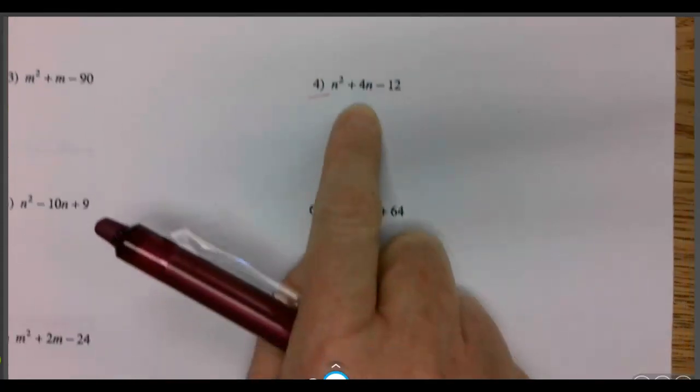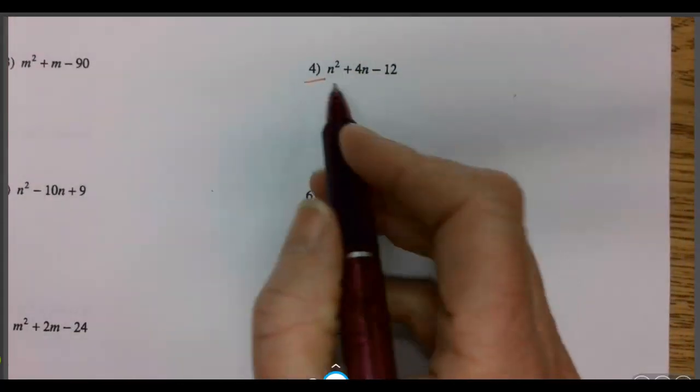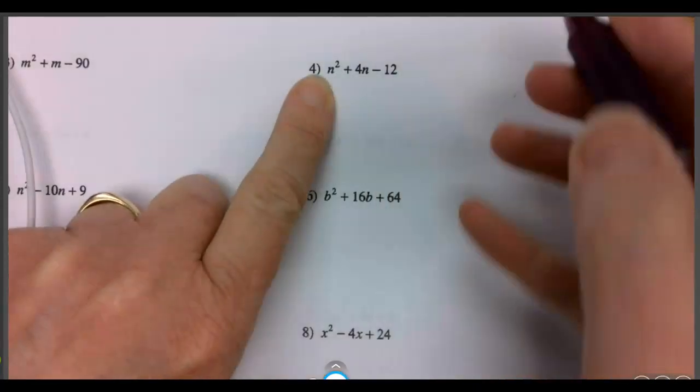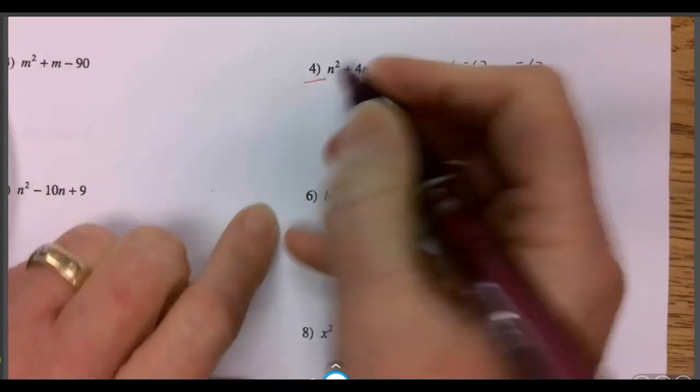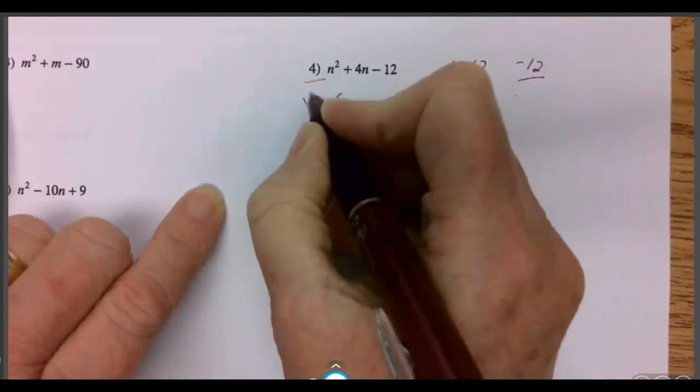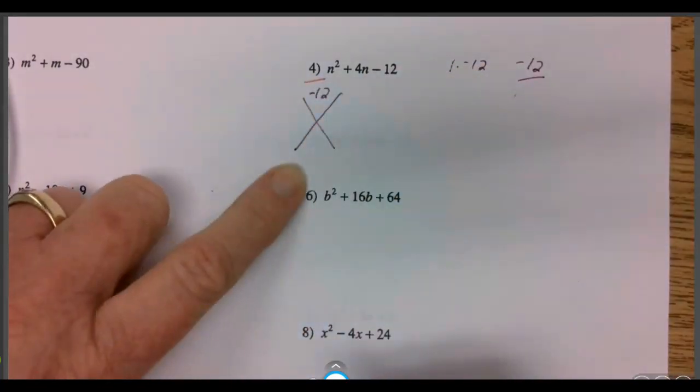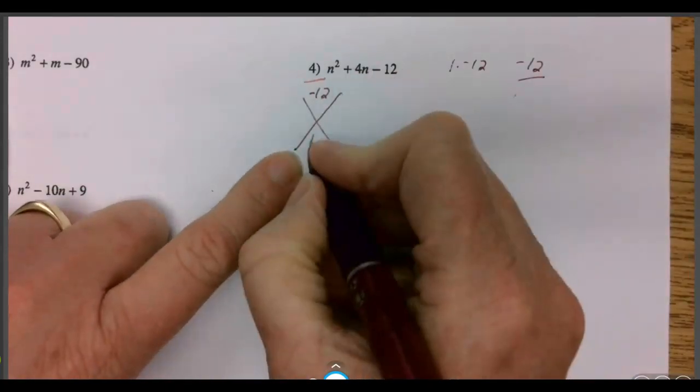So here we go. Remember with this, we're going to start off by taking a times c. A here is 1, so we're going to take 1 times negative 12, and we get negative 12. We're going to put that at the top of our x. We have to make the x. And then we put b at the bottom.